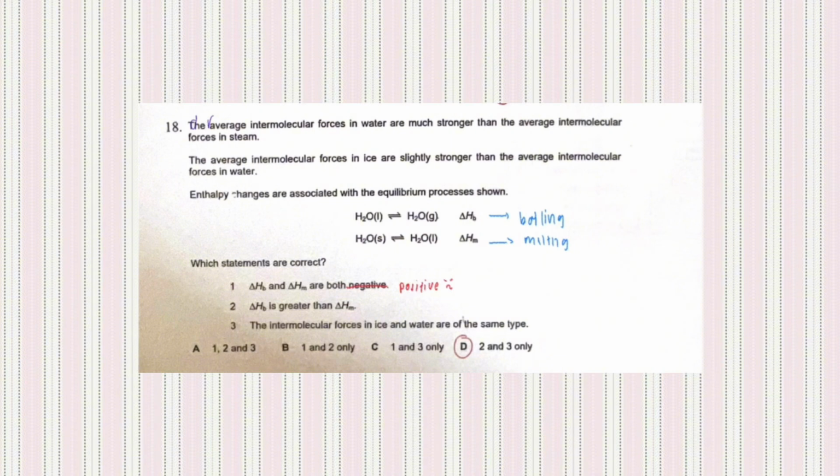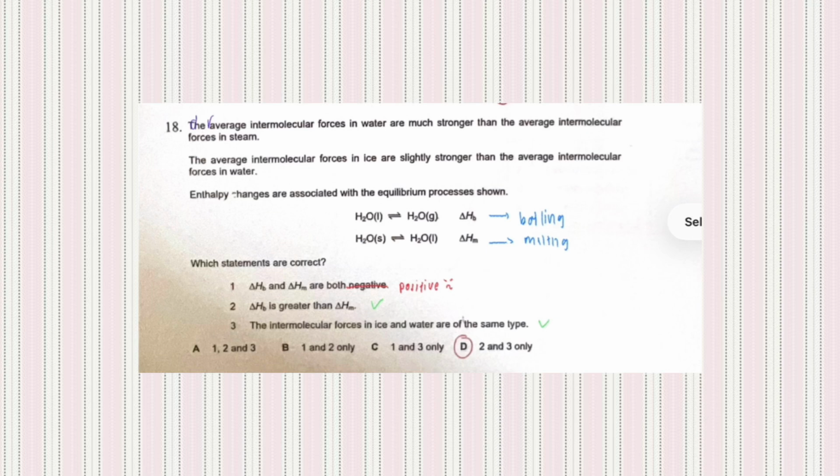Statement 2. Enthalpy change of boiling is greater than enthalpy change of melting is correct, because boiling liquid water into gas requires breaking all remaining intermolecular bonds completely. Melting ice only requires loosening the fixed structure. So the enthalpy change of boiling requires a lot more energy than melting. Statement 3. The intermolecular forces in ice and water are of the same type is correct, because in all states of water, whether ice, liquid, or steam, the particles are held together by the same primary force.